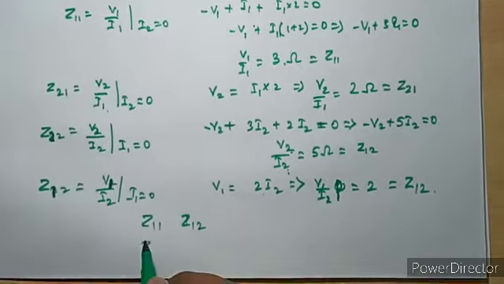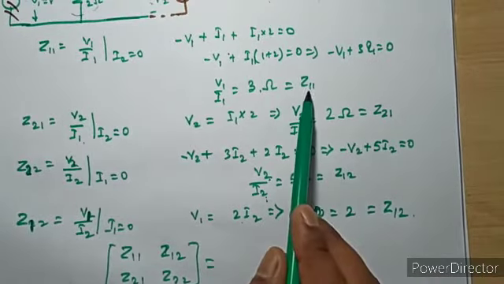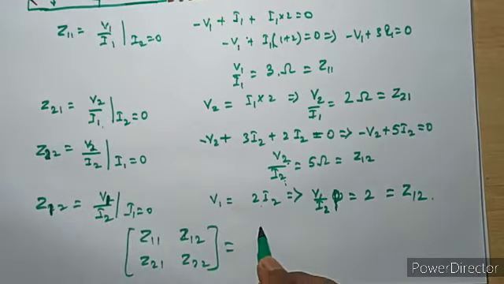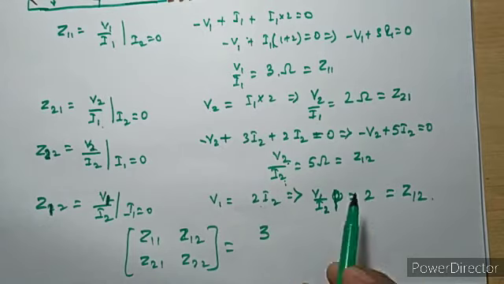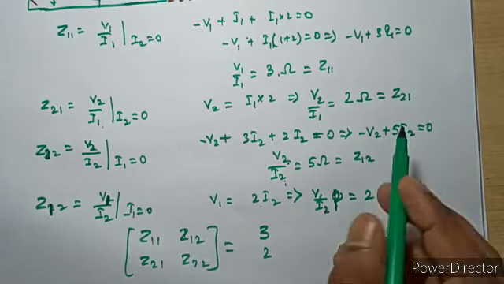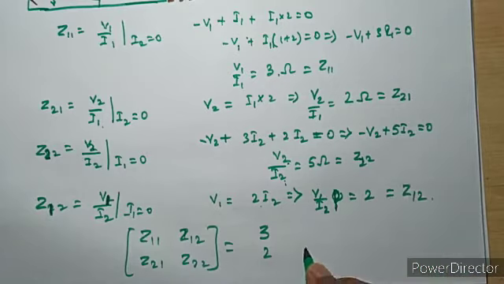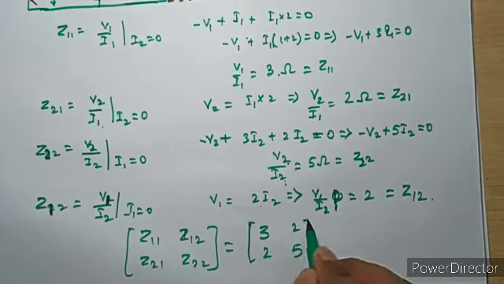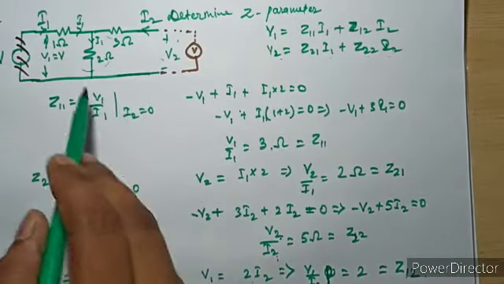So our Z11, Z12, Z21 and Z22 are nothing but: this is our Z11 which is 3 ohm, this is our Z21 2 ohm, this is Z22, Z22 is 5 ohm and Z12 is 2 ohm. So this is the Z parameter for this network.